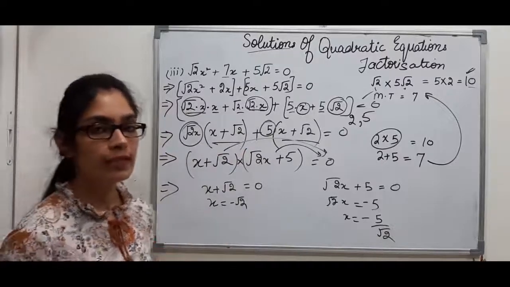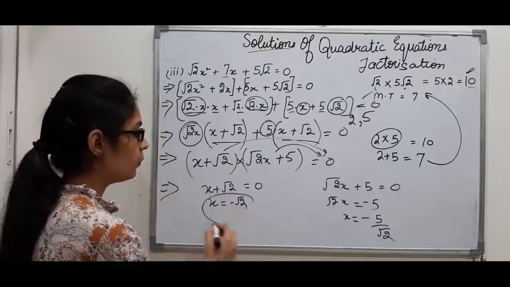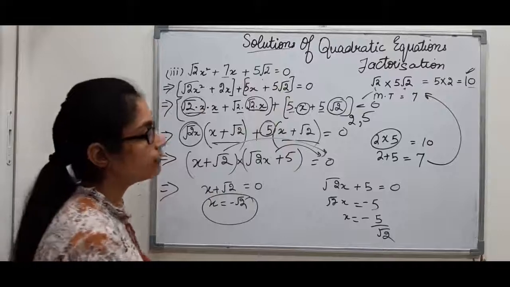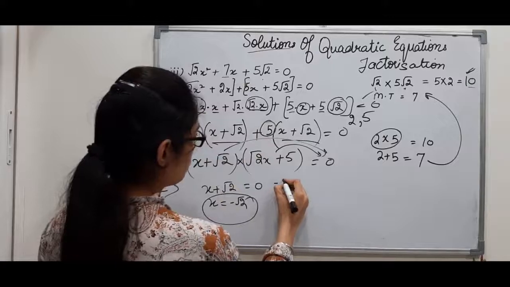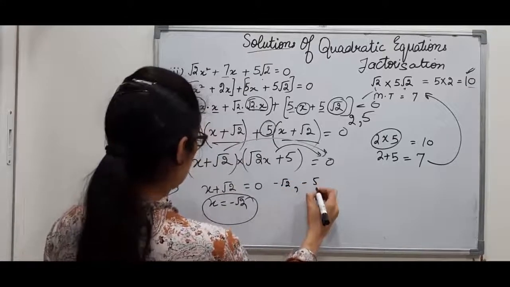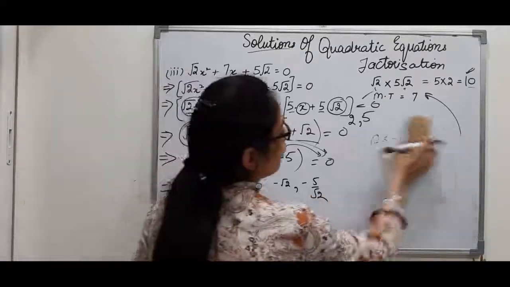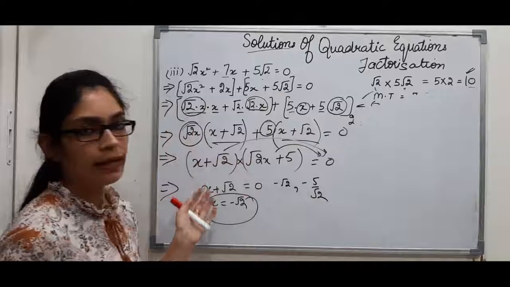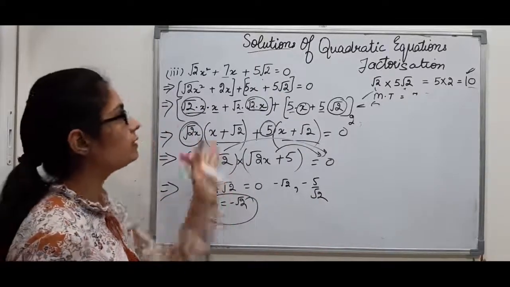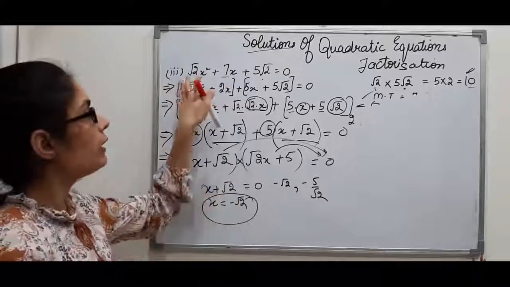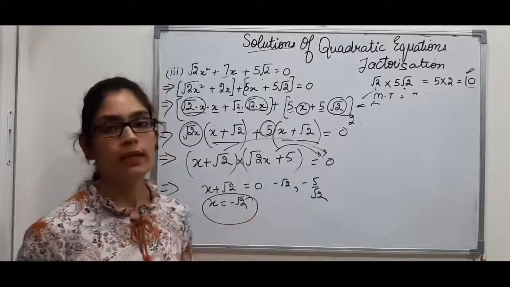Now if you want to see whether the roots which you have found are correct or not, you can just put this value of x in this equation. So let's try that also. I will write the two values: minus root 2 and minus 5 by root 2. I will just do it with one value. If you want, you can try that step for the previous question also. You just have to put the value of x in the given equation, and if you are getting the left hand side equal to the right hand side, it means your root is correct.